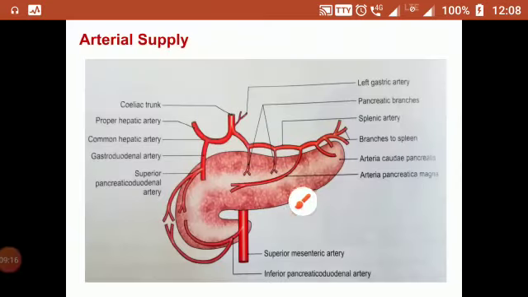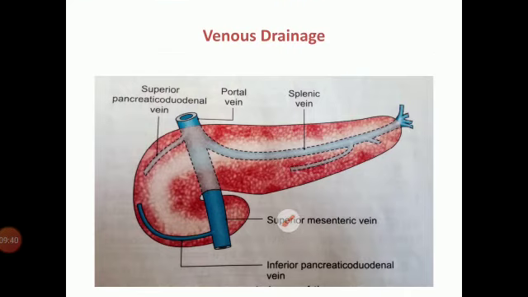Coming to the arterial supply of the pancreas, it is mainly supplied by many pancreatic branches from the splenic artery. So this is the splenic artery which is giving the many small pancreatic branches. The pancreas is also supplied by the superior pancreatico-duodenal artery and the inferior pancreatico-duodenal artery. So this is the arterial supply.